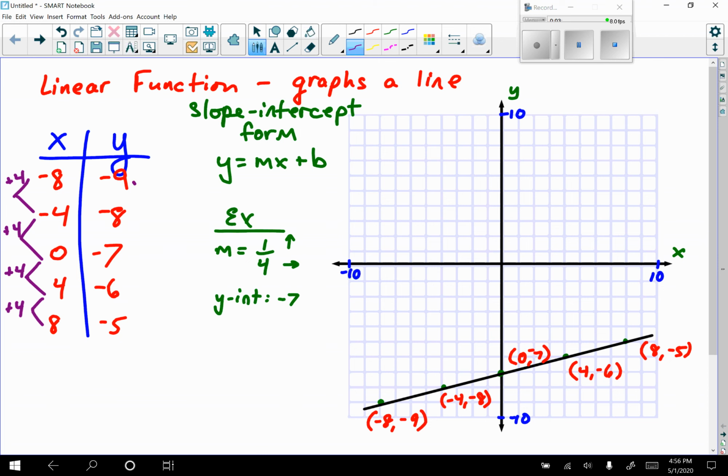For our y's, they don't have to be increasing by a 4, but they have to be changing the same way every time. So to go from -9 to -8, we're increasing by 1. -8 to -7, we're increasing by 1. -7 to -6, we're increasing by 1. And -6 to -5, again, we're increasing by 1. So this ties in with our slope, because remember, slope is the change in y's over change in x's. So our change in y's is a 1, our change in x's is a 4.